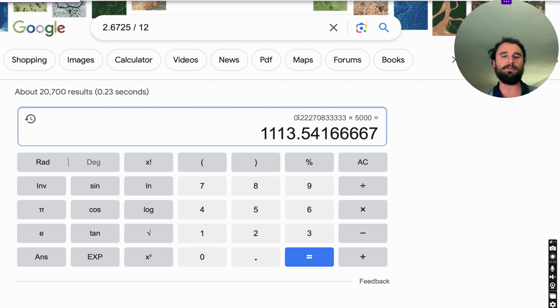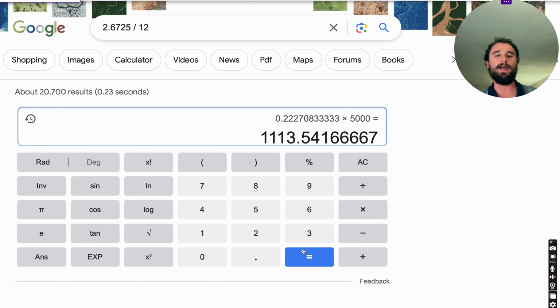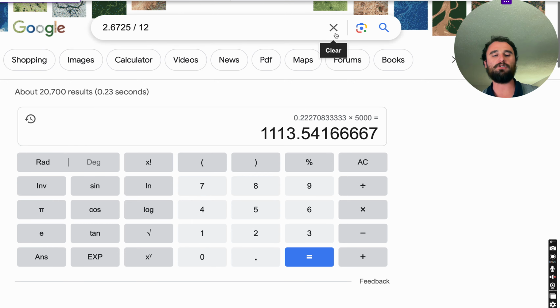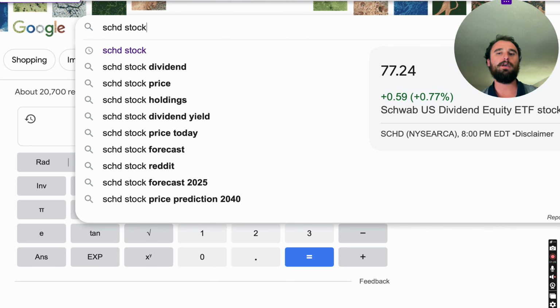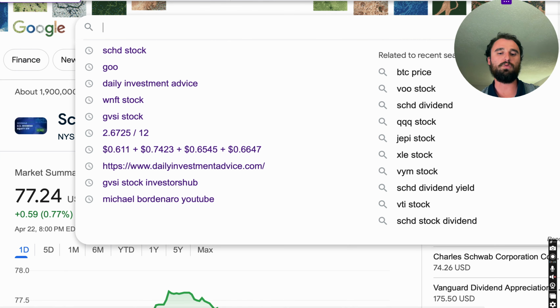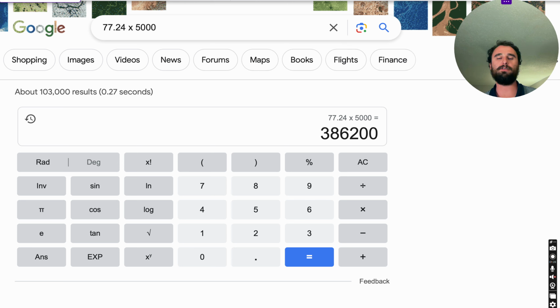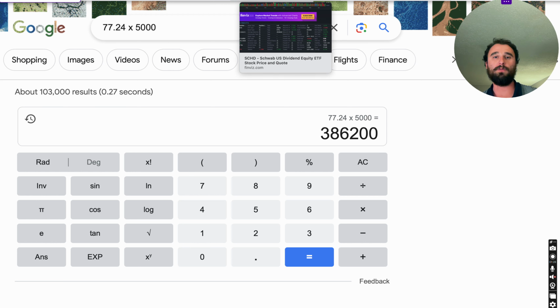With 5,000 shares, you'll see here the dividend is 0.2227 times 5,000, again just for confirmation. So if we take this times 5,000 shares per month, we're looking at roughly $1,100 per month from this ETF. And 5,000 shares at the current price of $77.24 per share, times 5,000, is roughly $386,000 invested in this ETF to get over $1,000 per month.